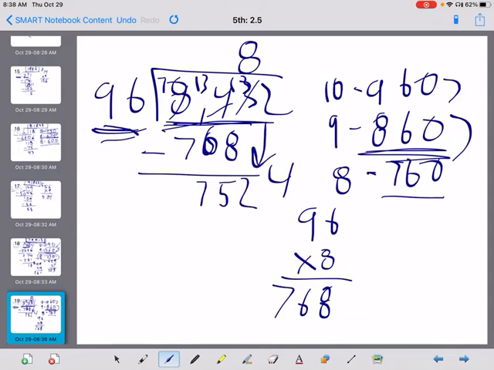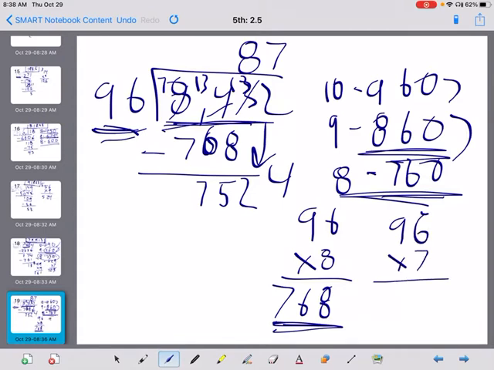96 goes into 752. Well, remember, this 8 times was going to be about that. And 8 times actually got us 768. So we know it's got to be 1 less than that. It's got to be 7. Because this was 8. So 96 times 7. 7 times 6 is 42. 9 times 7 is 63. 63 plus 4 is 67. So 672. I get 0.